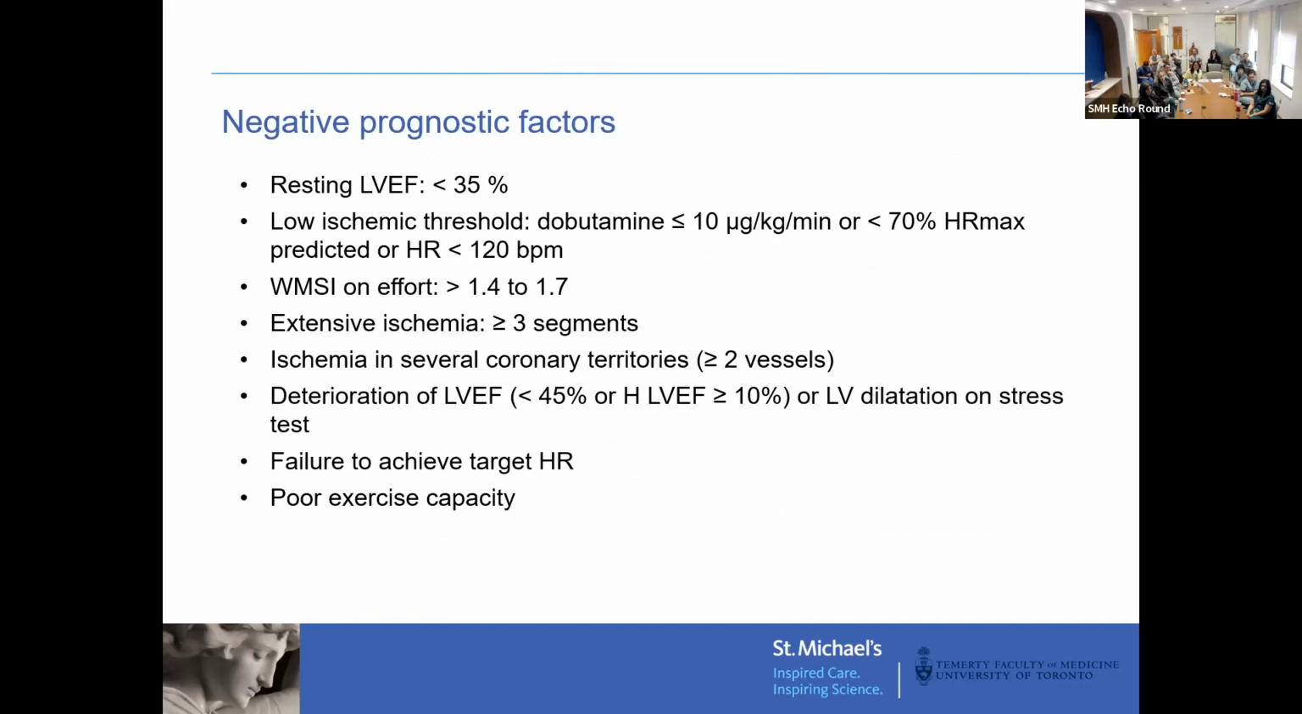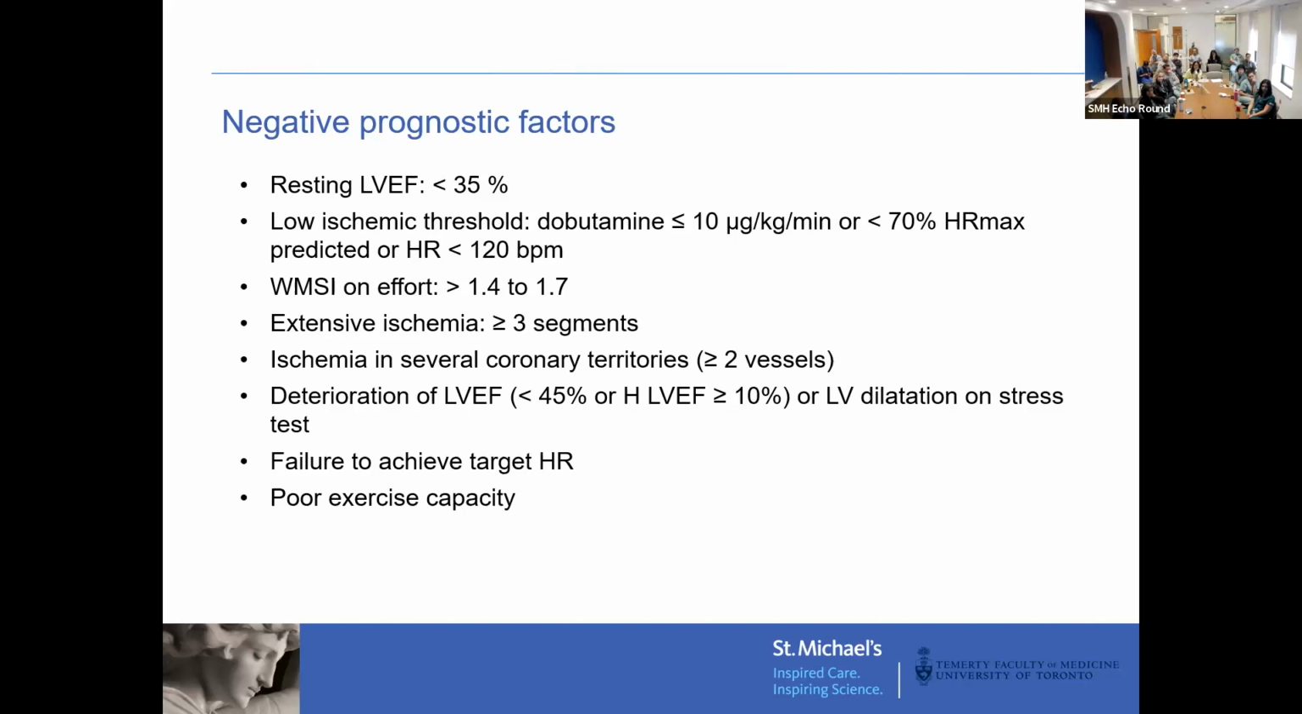And then some negative prognostic factors to keep in mind when interpreting these tests. If the patient has a resting EF that is already low, less than 35%, that's a higher risk or negative prognostic factor. If they get ischemic changes at a low dose of dobutamine, or at 70% or less of their heart rate max, that means they have very easily inducible low stress ischemia, so that's high risk. If they have significant wall motion abnormalities, which is defined as a wall motion stress index on effort of over 1.4 or 1.7, that would indicate a high risk stress test.